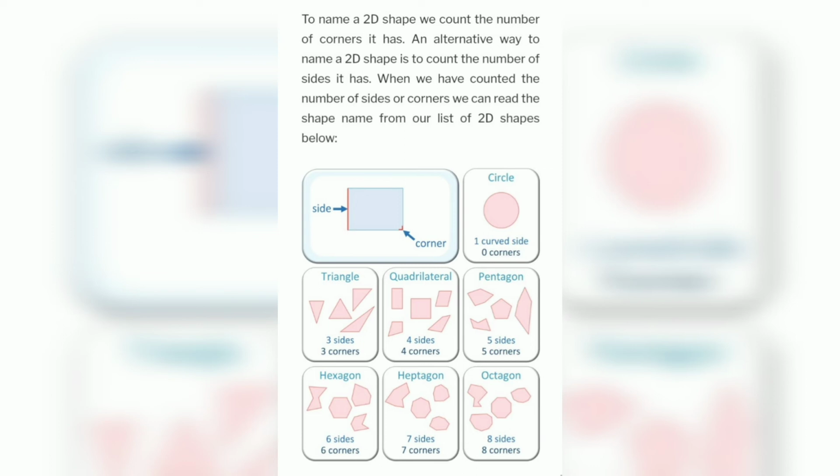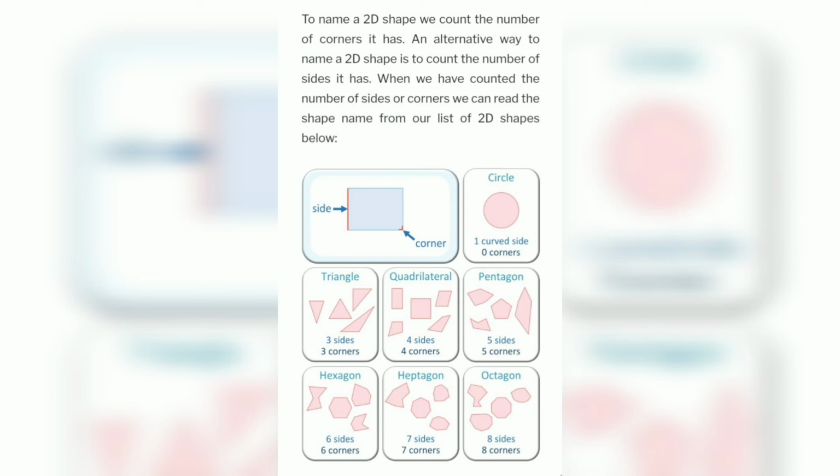Like here, the first shape has only four sides and four corners, and this is known as a square. And the other one is a circle because it has only one curved side. And the next one is a triangle. It has three sides, three corners.